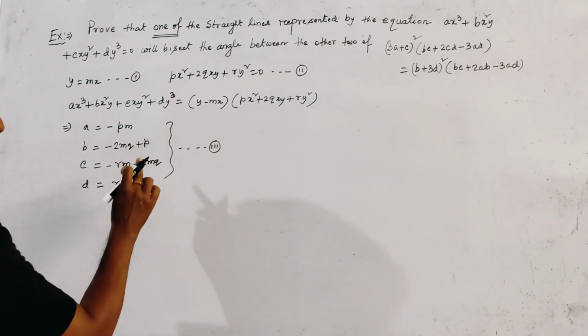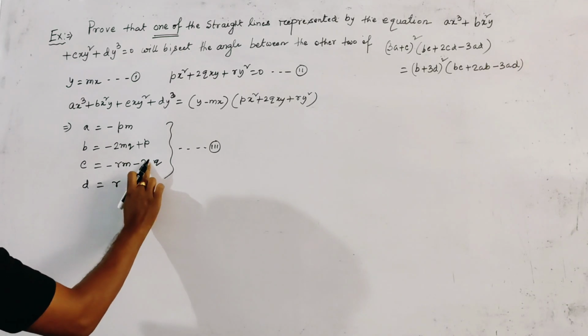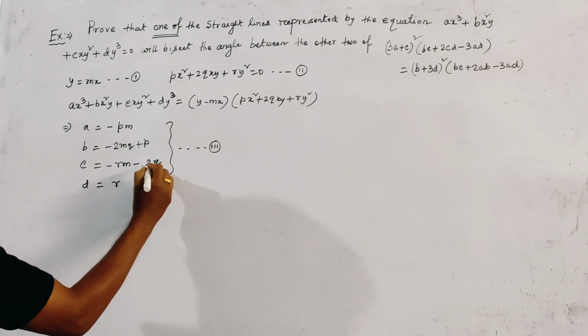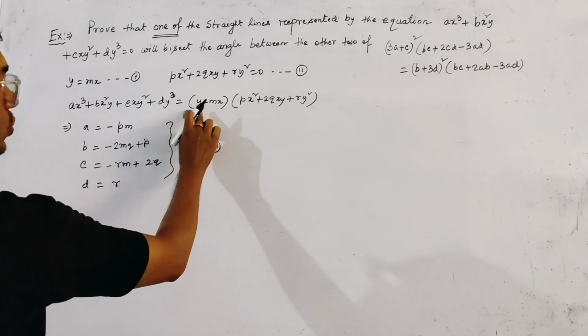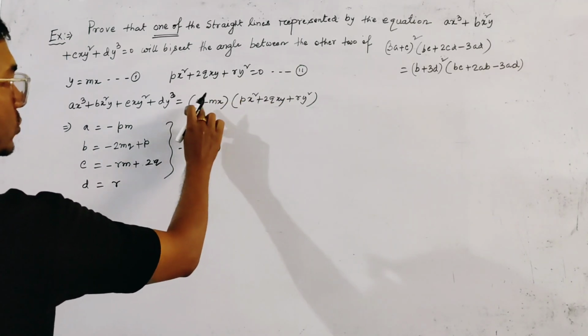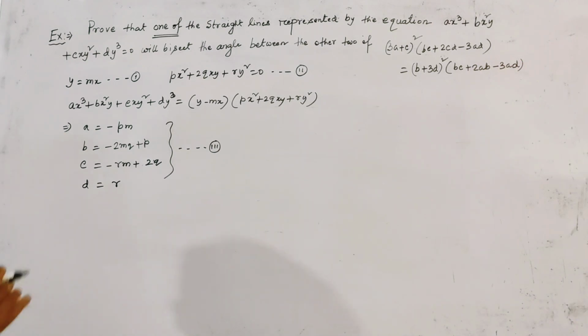Here we make a small mistake. This is not minus 2mq, this is only 2q, and this is also plus, because this is 2qxy into y, which is xy square. So the coefficient of c is this. This is the correct comparison.